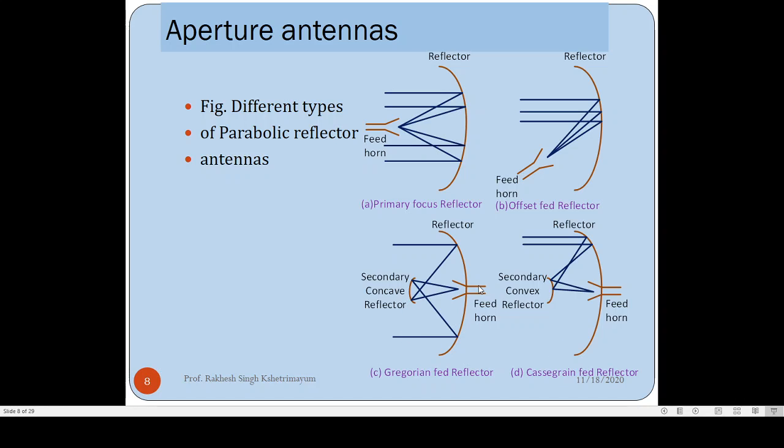So the feed horn antenna is feeding the secondary reflector, and the rays reflected from the secondary reflector will be reflected again from the primary reflector. With this technique, you can make very large reflector antennas which are used for space communication, satellite communication, planetary exploration, etc. Big antennas which are used for long distance communication.